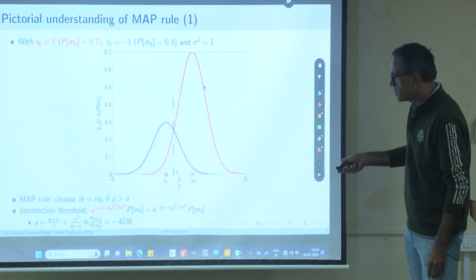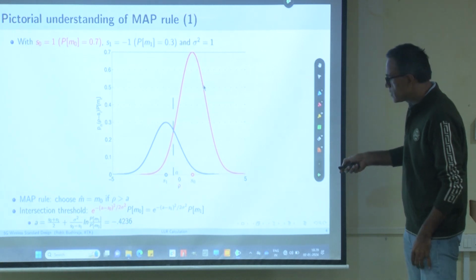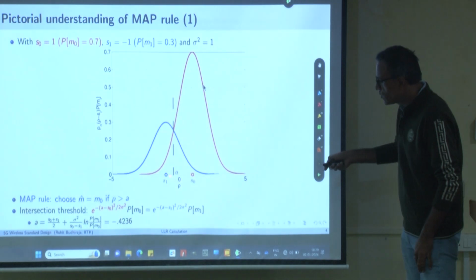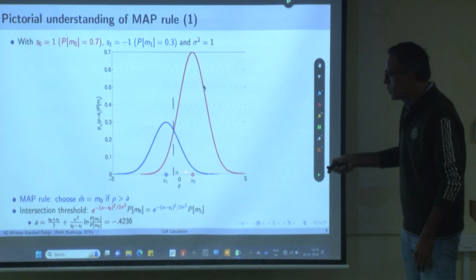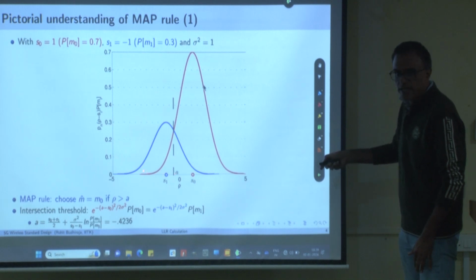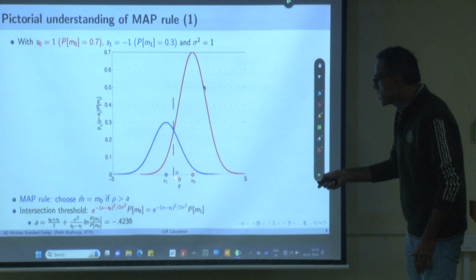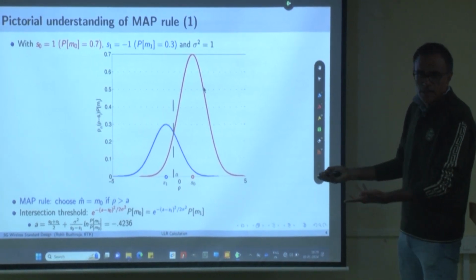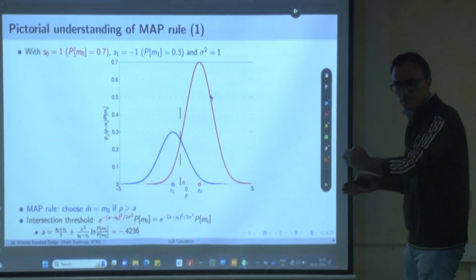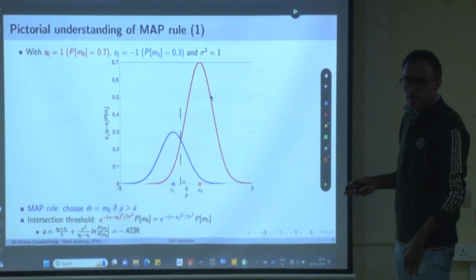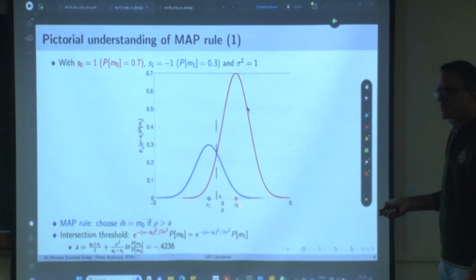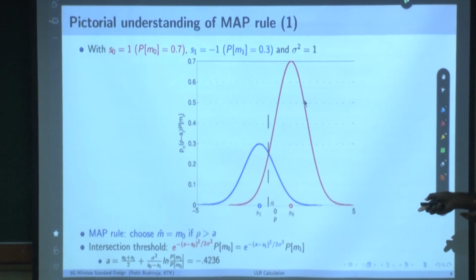So you look at this, minus 0.4236. The decision region has become here; the threshold has moved towards here. If the decision region is moving towards the negative side, there are more chances of declaring the received signal as S0. And why is that happening? Because the probability of transmitting S0 is greater than the probability of transmitting S1.